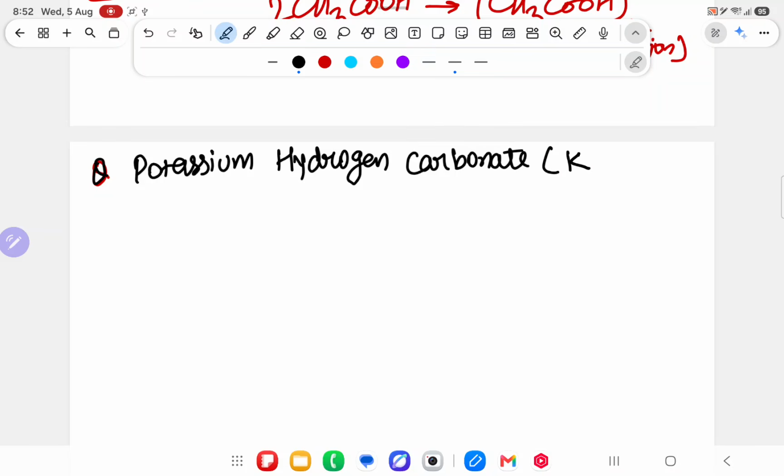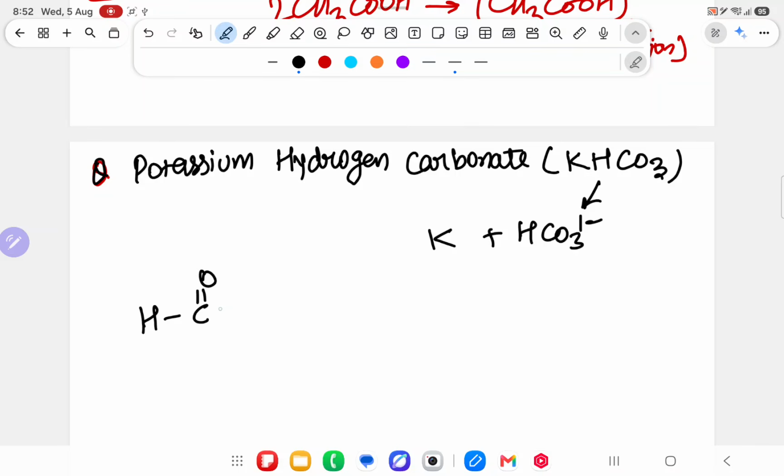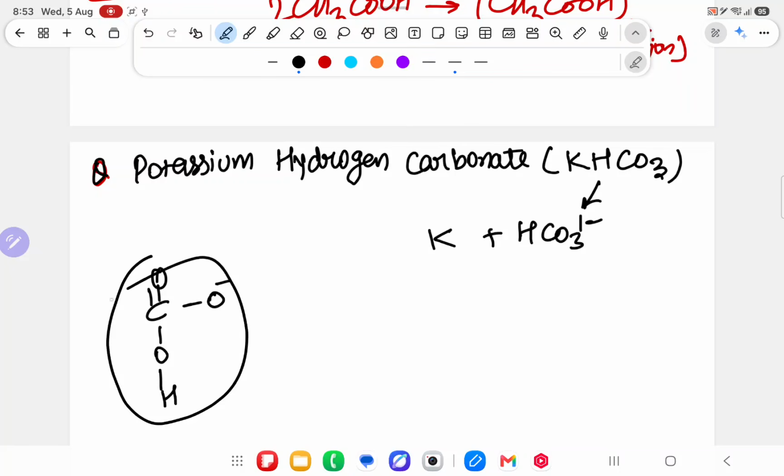Formula is potassium means K, hydrogen means H, carbonate means CO3, KHCO3. Now KHCO3 will break as HCO3 1 minus plus K. If you draw the structure over here, what you will get? HC double bond O, not HOH will come. Wait. Structure is C double bond O minus, how many OH is there? 3. So this is the structure of HCO3 minus.